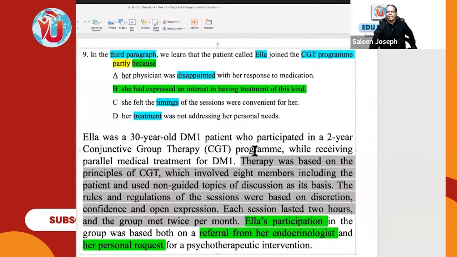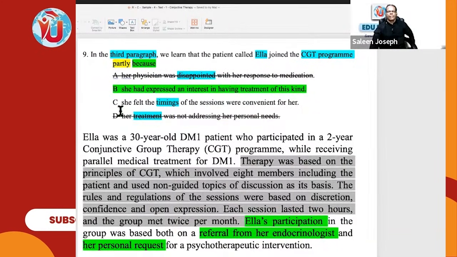The first part says, while receiving parallel medical treatment, so A and D can be eliminated: the doctor was not disappointed and treatment was going on. Along with the treatment, she was having this one. And option C, she felt the timings were inconvenient. They have not mentioned anything about timings, right? They said each session lasted 2 hours, but they did not say the timing, 8 to 10, 10 to 12, evening, morning. Nothing is mentioned.